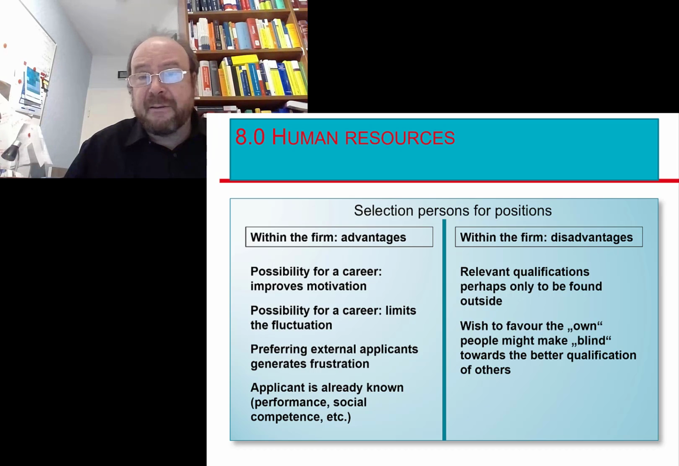Disadvantages for the approach to look for your applicants within the firm is that certain qualifications probably do not exist in your own firm, so you will have to hire external staff there. And it might be that that's also a second disadvantage, that your own people have developed a kind of corporate identity or mental approach to the work which is unique to your firm and makes them blind for everything else, so that they stick to the approach, we have always done it this way, and they are not keen on innovation. So it might be that to bring in new ideas, you can only look outside.